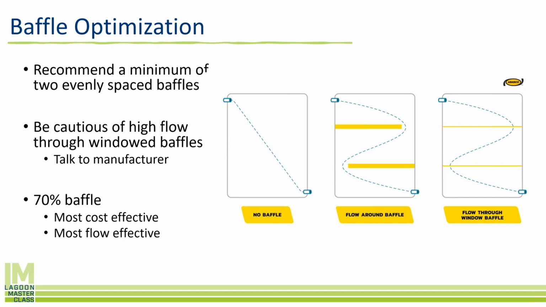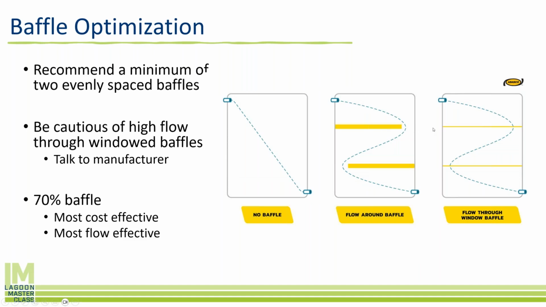From an optimization standpoint, we recommend a minimum of 2. That's usually the best number. That will maximize the amount of back and forth the water has to do. And the best baffle design that we have found is a 70% baffle. 70% of the lagoon width is covered, leaving a 30% gap, this drawing is not to scale. And that's because the water can move very slowly all the way around.